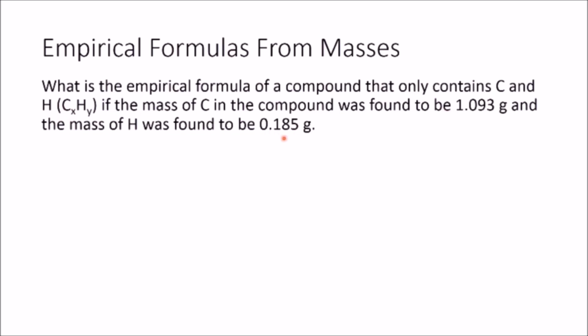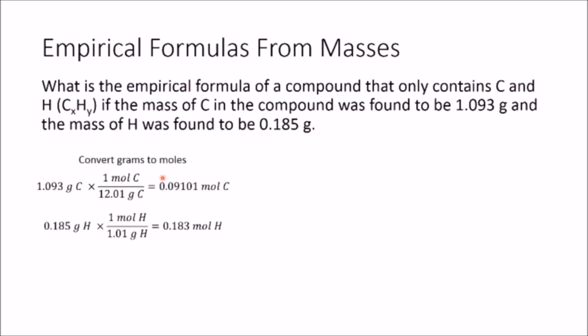Recall that empirical formulas are the simplest ratio of moles. Therefore, we need to convert the grams to moles. In order to do that, we use dimensional analysis, as you have done in the past. We take the grams of carbon and we multiply by 1 mole over 12.01 grams. Remember that the 12.01 grams is the molar mass, which can be found on the periodic table. Grams are on the bottom because we want grams to cancel out. Once we do that, we find the moles of carbon. We repeat a similar procedure, of course using the molar mass of hydrogen, for hydrogen to find the moles of hydrogen.